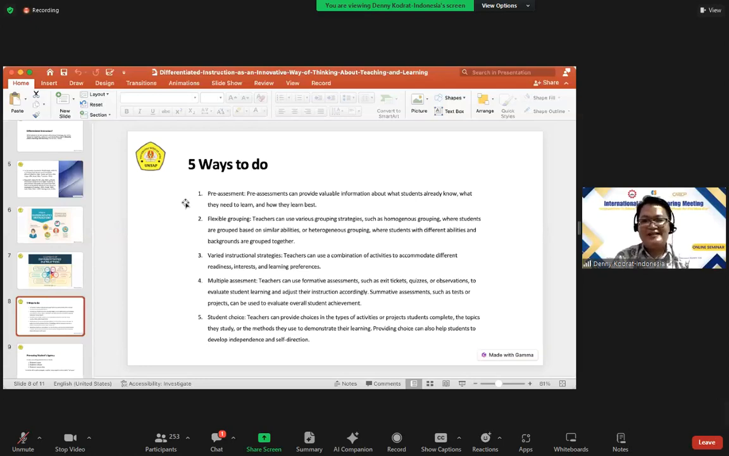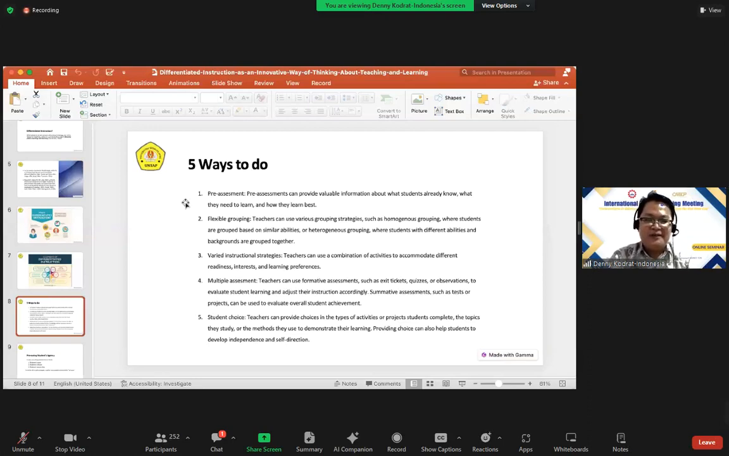Number 3, varied instructional strategies. This is very essential in differentiated instruction. Teachers can use a combination of activities to accommodate different readiness, interests, and learning preferences. So here, it is a hard job for teachers. After they know the variation of the students, the teacher should make instruction that can be understood by all students.